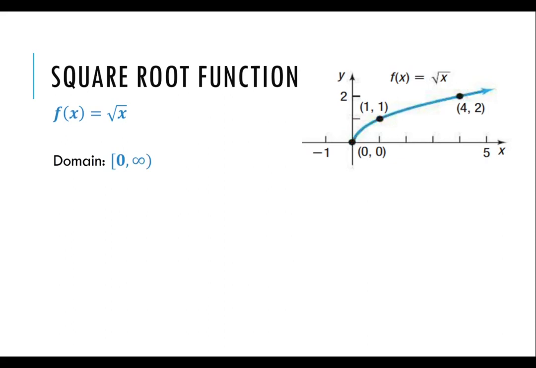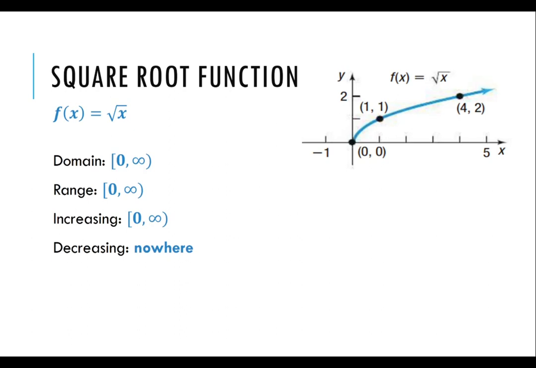Then for the range, similar game, but from the bottom, we first start touching values for y on 0. It is a real value, so it's included with a square bracket, and then it continues up forever. Then where is this function increasing? It's increasing from 0 to infinity. That is, we will include the 0 because it really exists as a point. Then where is it decreasing? Well, it's decreasing nowhere. And where are the intercepts? Specifically at the origin 0, 0. Then we want to talk about symmetry, but it does not have y-axis symmetry and it does not have origin symmetry, so it's neither even nor odd.